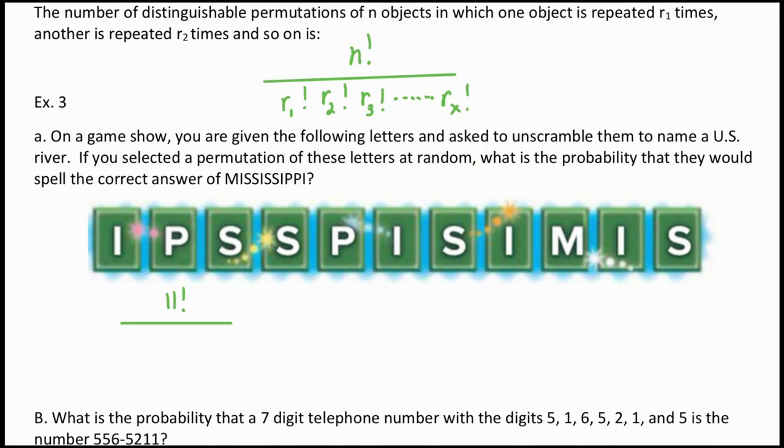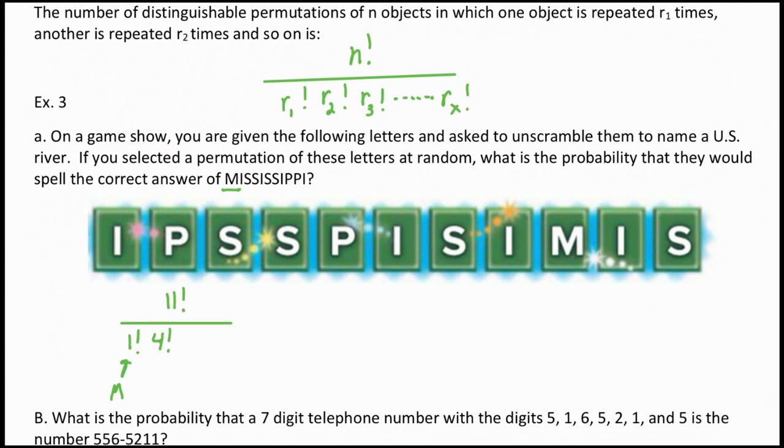So let's start with M. Do I have more than one M? No. So that's going to represent 1 factorial. This is representing that M. Does that make sense? What about I's? I have 4 I's. Do we see that? So that's represented, I have 4 options for I, or 4 factorial.